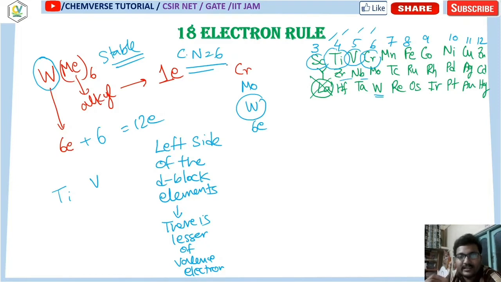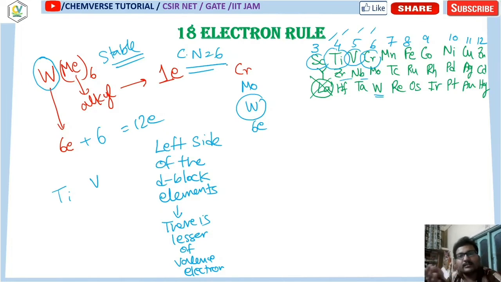So the point is that they have lesser valence electrons and cannot increase the coordination number beyond 6. There is a limitation, so they cannot go beyond that limit. So what will happen? They have to be satisfied with a lower electron count. Not always do they complete the 18 electron case, but they have to form the stable complex because they have no other choice.